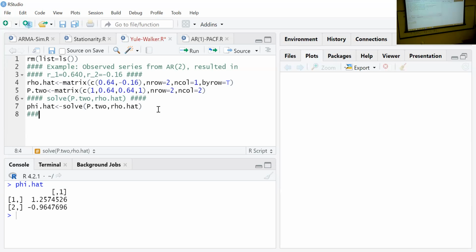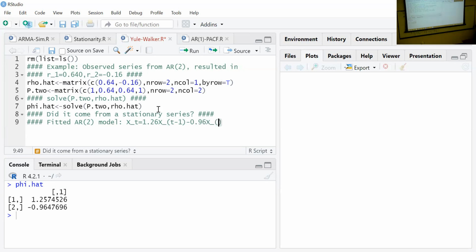Let's see. Did it come from a stationary series? I made this up. So my fitted AR(2) model: X_t equals 1.266 X_{t-1} minus 0.6 X_{t-2}.